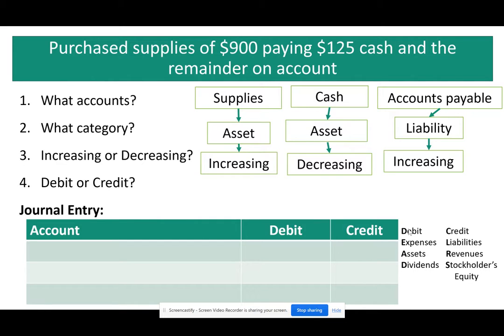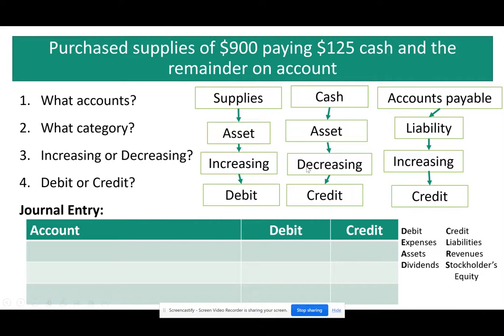Now we can translate that to debits and credits. So again, assets increase with debits, but they decrease with credits. So my supplies gets a debit because it's increasing. My cash gets a credit because it's decreasing. And then my liabilities over on my other side of the debit colors increases with credits. We owe more money, so my liability is increasing, so it's going to get a credit.